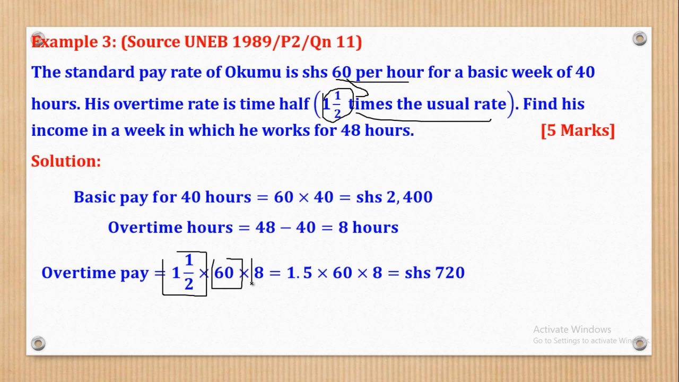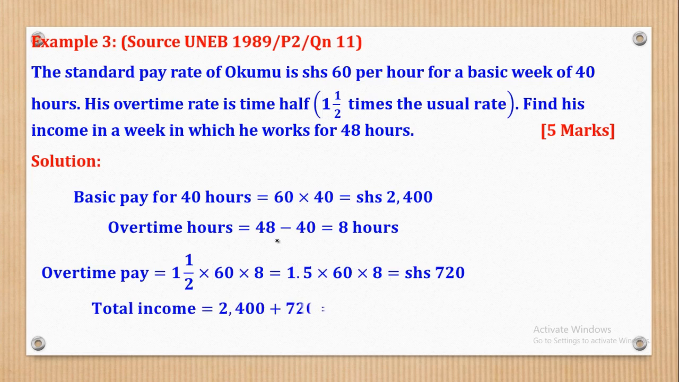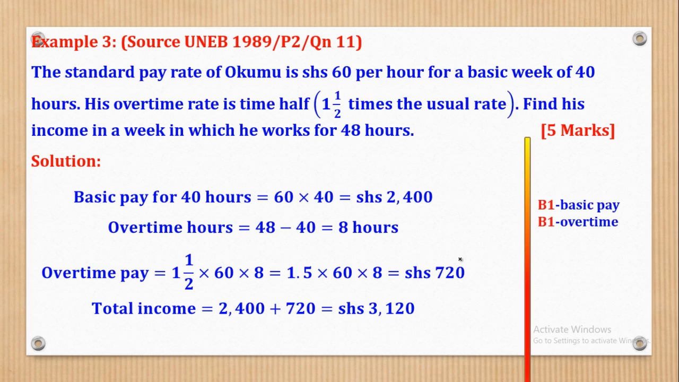Then there are 8 hours, so we have to multiply by 8, so 1.5 times 60 times 8 to come up with shillings 720. Then the question asks for the income in that week, so the income will be the basic pay plus the overtime pay, which will be 3,120 shillings. So basically that's what they wanted, and now let's see how much can be awarded.